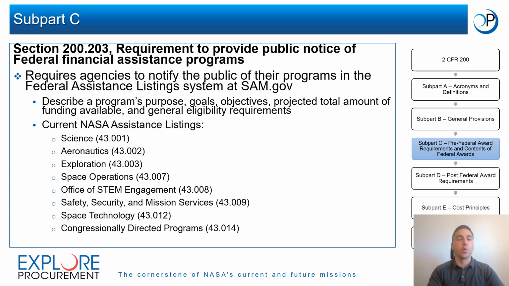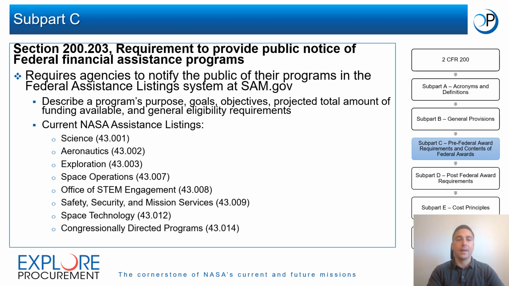In addition to the requirement in Subpart C to design effective programs, Section 200.203 requires agencies to notify the public of their programs in the Federal Assistance Listing System, which is maintained by the U.S. General Services Administration and located at sam.gov. The listings describe a program's purpose, goals, objectives, projected total amount of funding available, and general eligibility requirements for awards issued under a specific assistance listing.